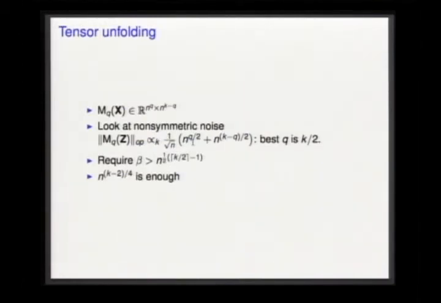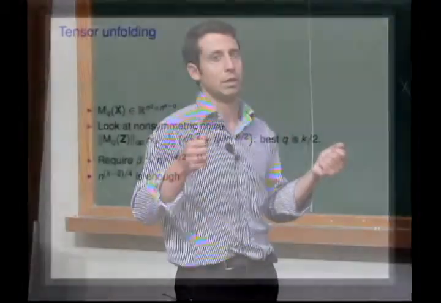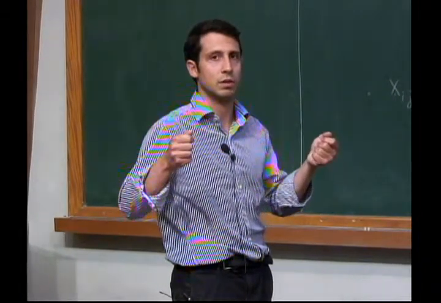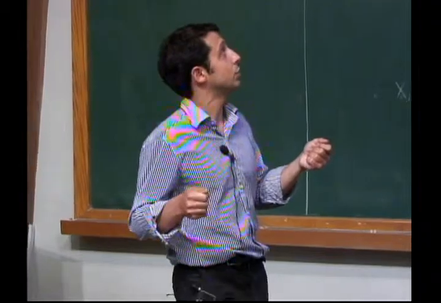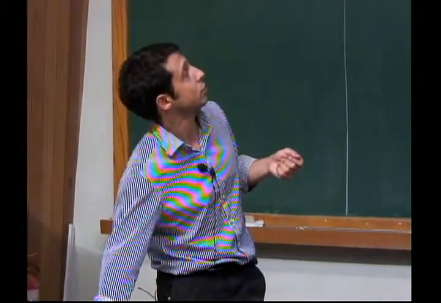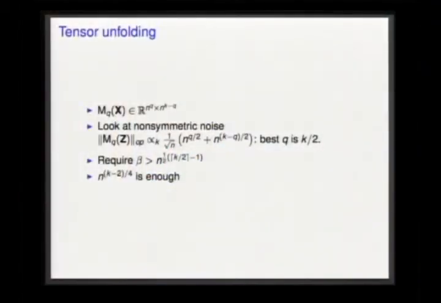times, so the matrix has size n to the q times n to the k minus q. So we can compute the expected value of the operator norm of the flattened noise tensor. It's going to be of this order. One conclusion we can get from this is that in order to make the noise small, you need to take k close to q, because you need to make the value of the operator norm of the noise small.